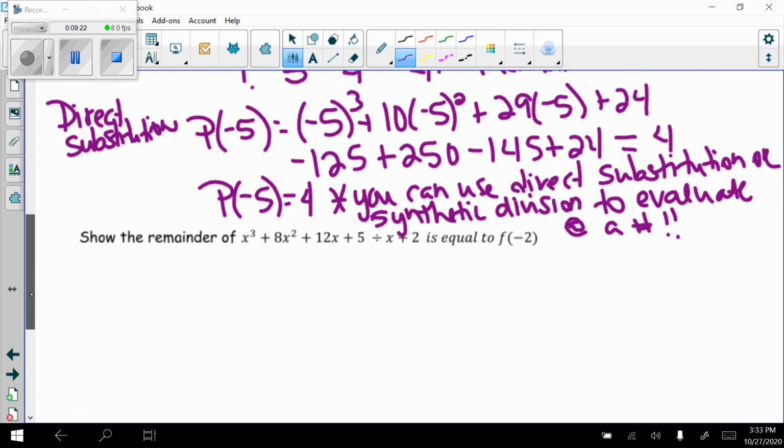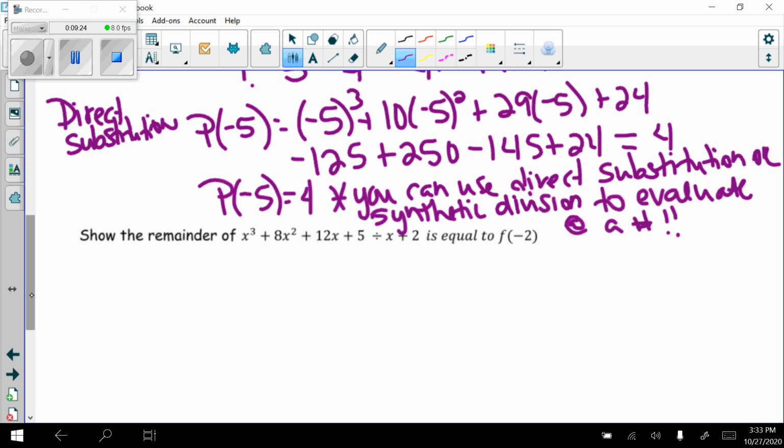So let's look at this. It says show that the remainder of x cubed plus 8x squared plus 12x plus 5 divided by x plus 2 is equal to f of negative 2. So x plus 2 equals 0. x equals negative 2. That's the number that we're evaluating at. That's why it says f of negative 2.